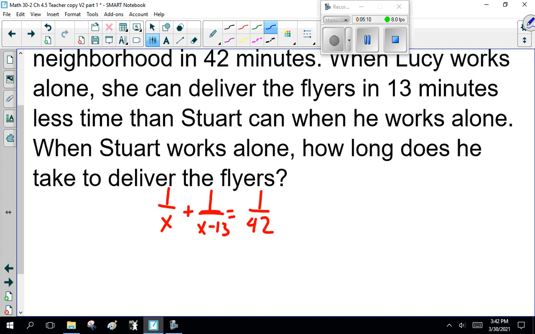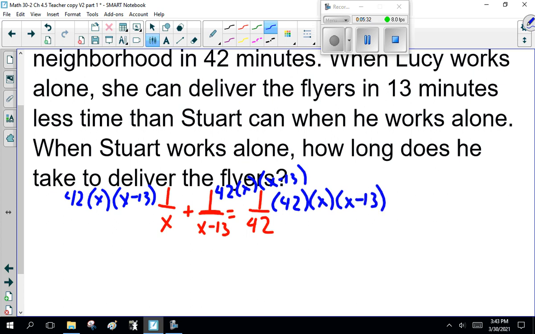Well, like any other equation, here it's something plus something, so we've got to multiply. The common denominator will be 42 times x times x minus 13. As I said, I'll have you set up the equation or solve it, but not both. I'm doing both here just to confuse you. Now, multiplying out, that x cancels, x minus 13 cancels, and 42 cancels.